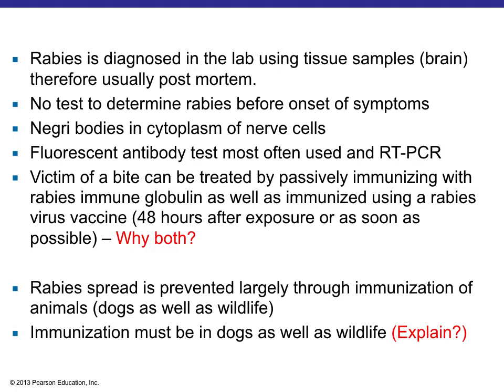The spread of rabies is prevented largely through the immunization of animals, and this is very important to immunize dogs in an African setting, but as well as wildlife, where rabies is common in wildlife, for example, in Europe and in the United States.